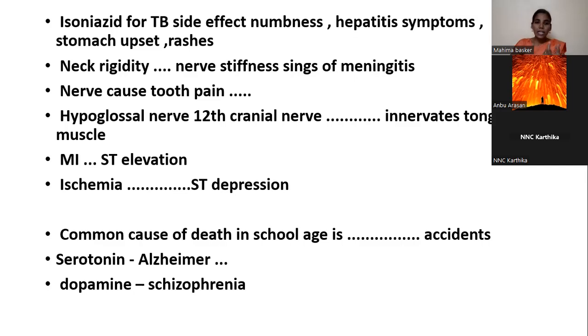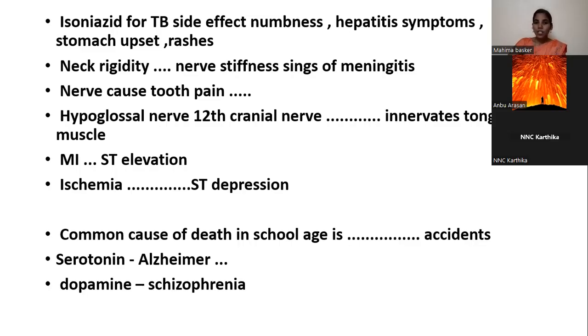So next one, hypoglossal nerve. It is the 12th cranial nerve. It is used for the movement of the tongue muscle. Hypoglossal nerve, 12th cranial nerve. Remember the point. These are all from your previous question paper, so I have only given you the key point. Hypoglossal nerve, the 12th cranial nerve, innervates the tongue muscles.